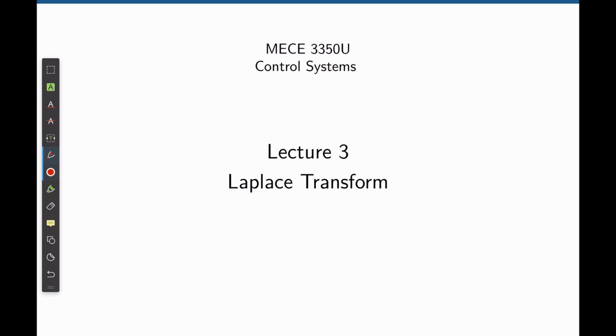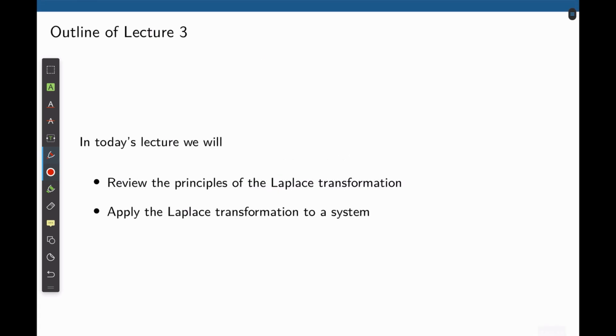The upcoming lectures will all be based on Laplace transform and frequency response of a system. Thus, it is very important to understand how Laplace transform works and, most importantly, what a Laplace transform represents. The objective of this lecture is to review the principles of a Laplace transform and apply it to a given system. By the end of this lecture, you should have a good understanding of what Laplace transform represents beyond simply being able to calculate the forward or inverse Laplace transform of a given function.